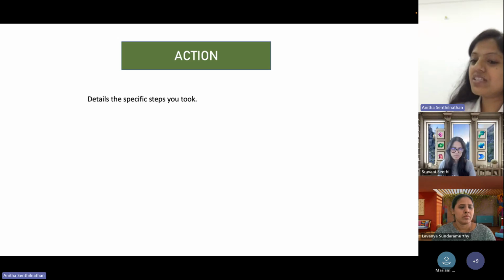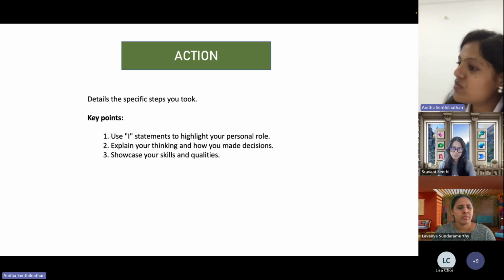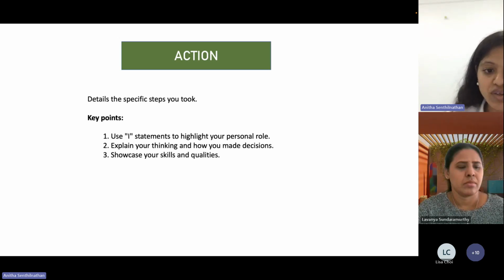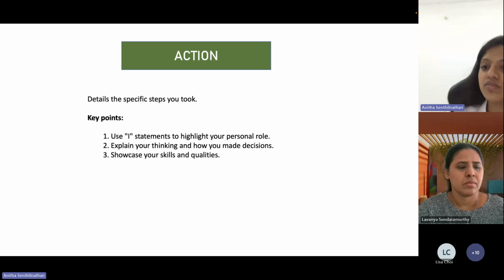Specific details play an important role here, because in the action we say what tools we used. The action is the pivotal part, so that the interviewer can ask follow-up questions. Detail the specific steps you took. The first point is to use the keyword I here, so that it highlights the personal role you played.